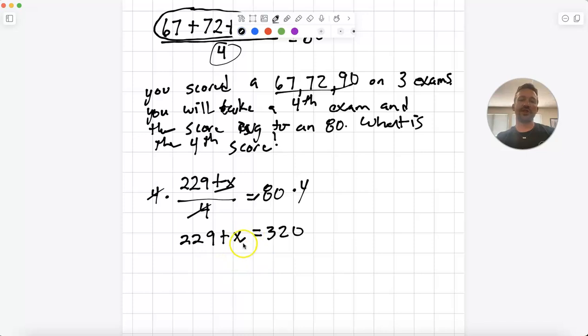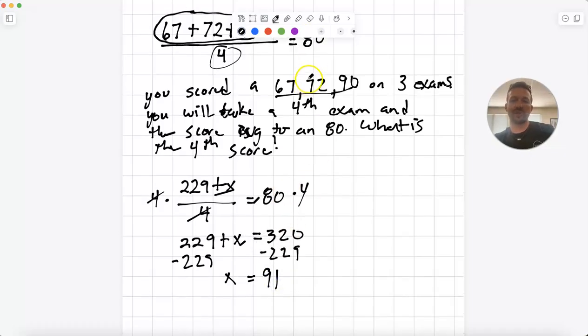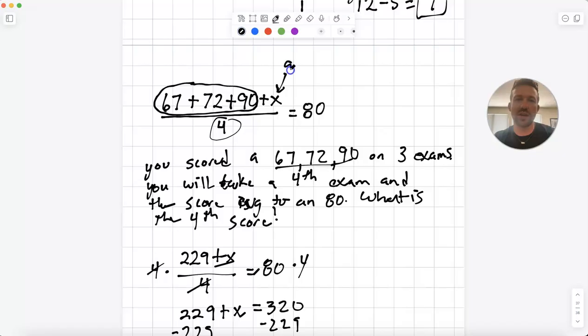And then you're just solving for x. We're going to subtract the 229 off of here, and that gives me an answer of 320 minus 229, which is 91. So on my last exam, I need to score a 91 so that I average out to a B. That's what I need to do.